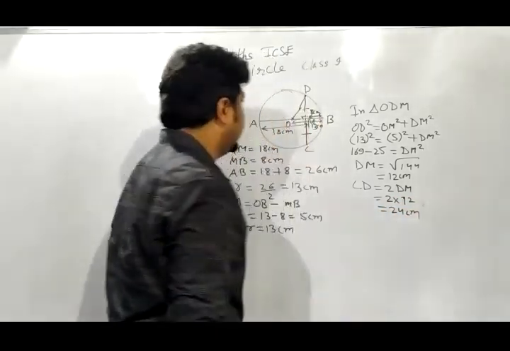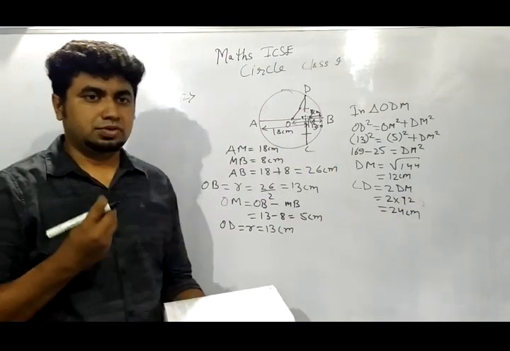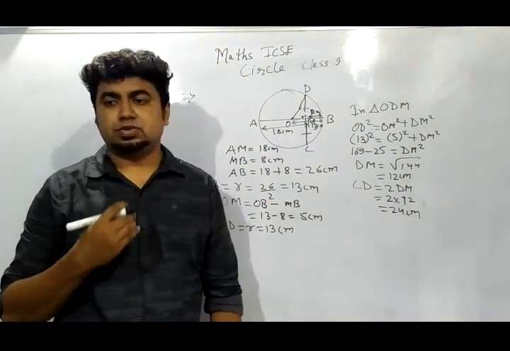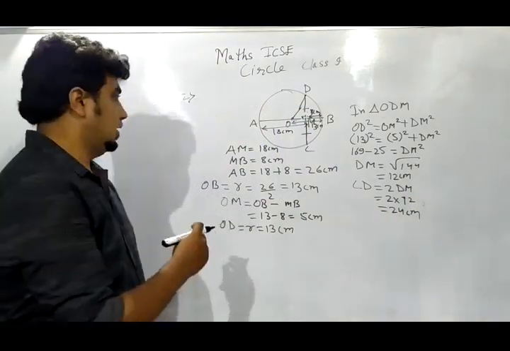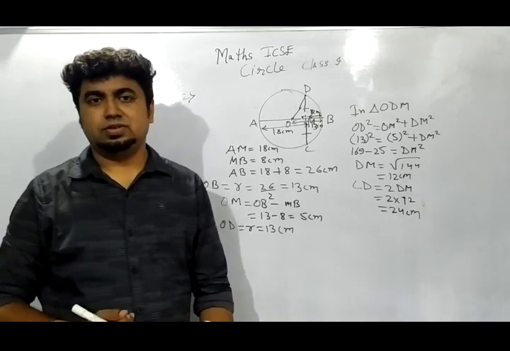So this is question number 12. In this question we have to find the length of the shortest chord which is passing through M.